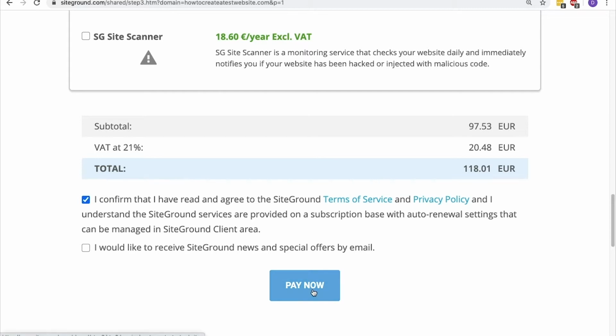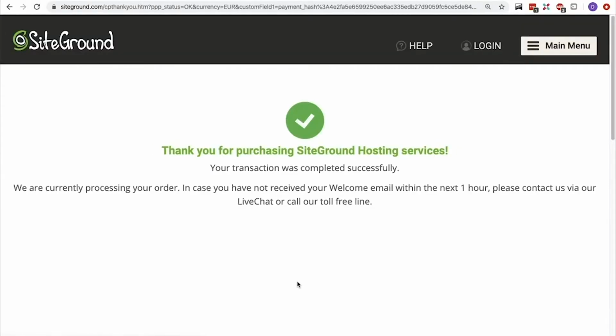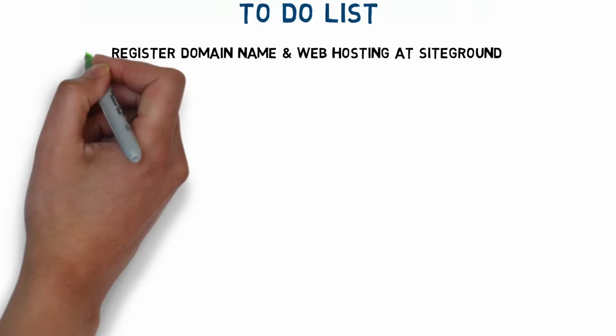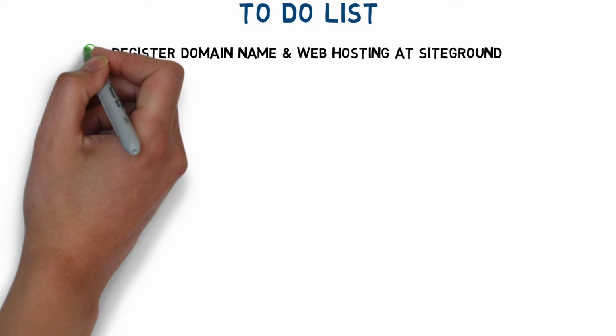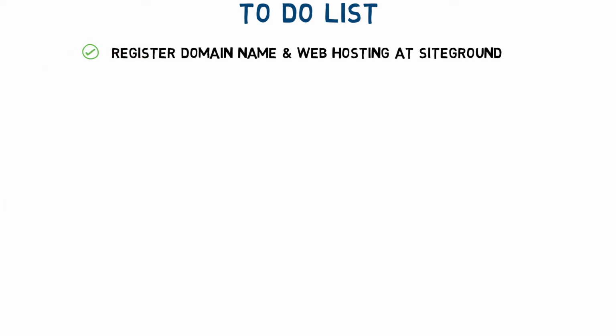Click on Pay Now and you will be transferred to the payment gateway, so you can finalize the transaction. Now Siteground might need some time to process your order, but if you ordered a .com domain, you are most likely good to go. Alright, that's it for registering a domain name and hosting. Next up we need to install WordPress.